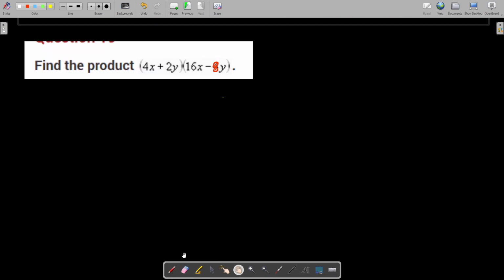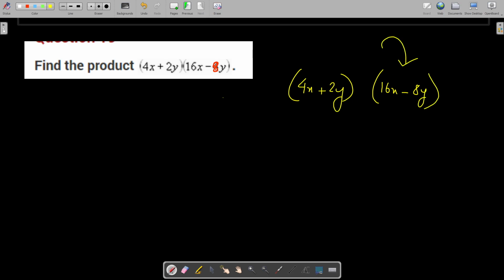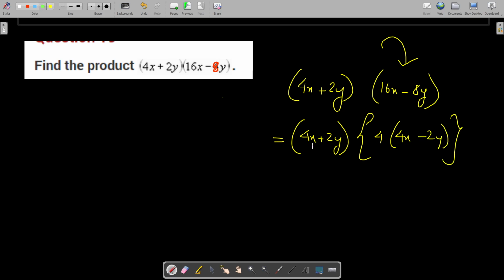In this question, it's given (4x plus 2y) into (16x minus 8y). Now, it does not look like anything, but if you notice carefully here, we can easily take 4 common. So, if we do that, what are we going to get? We'll write 4x plus 2y. If we take 4 out, what are we going to get? We'll get 4x minus 2y. Now, see, this one and this one look quite similar, like it will give us a plus b into a minus b. That's why I only took 4 out, not 8.